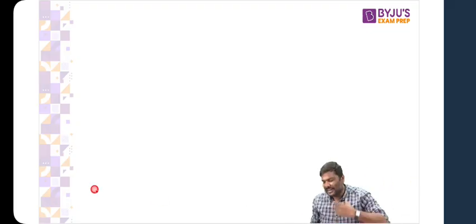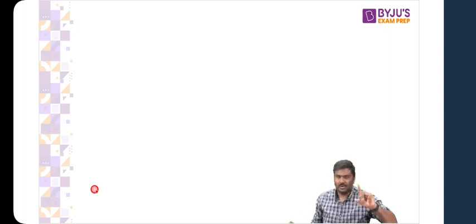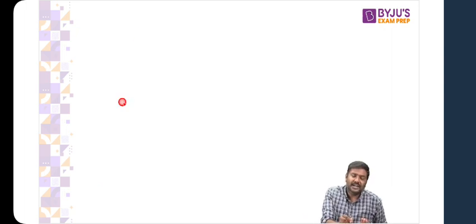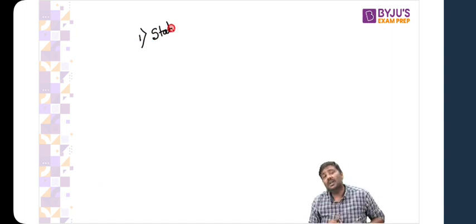Point number one, you'll have to revise your static portion. So how many times? Entirely left to you. You want to revise it 2 times, 3 times, etc., entirely left to you.